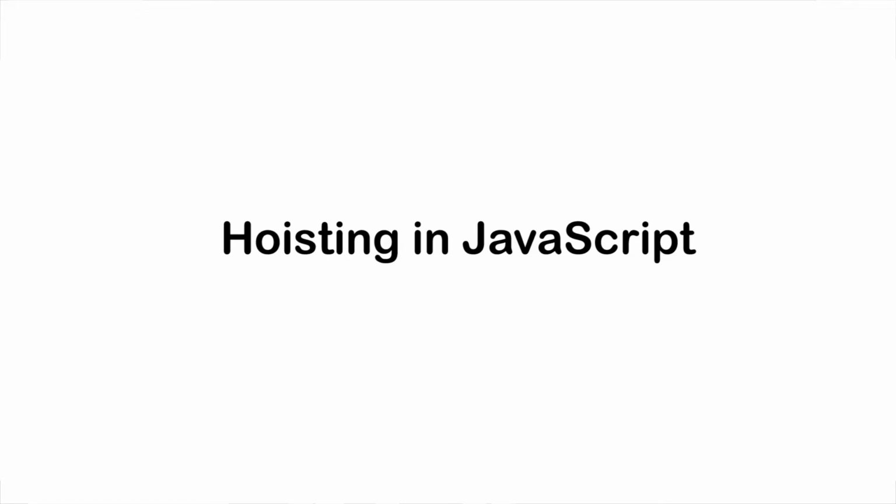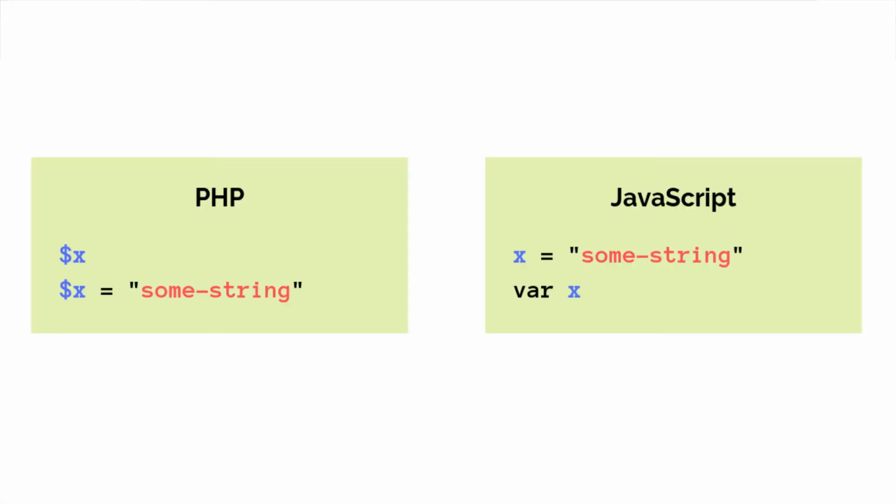In today's video, we will learn all about hoisting. In other programming languages, you have to first declare the variable before you can use it. Say for example, in PHP, first you declare the variable and then you can assign some value to that variable. But in JavaScript, you can use it even before declaring it.